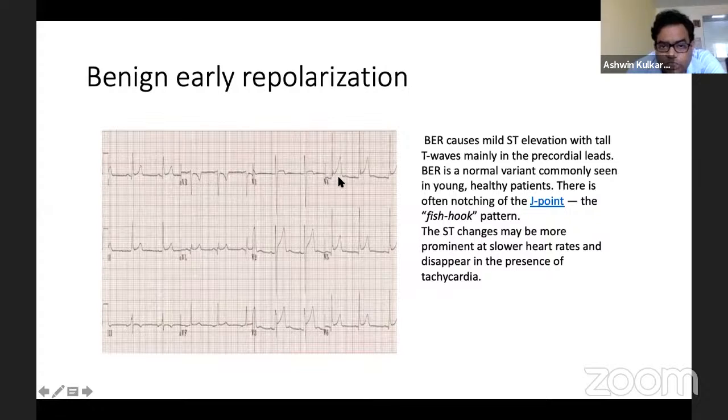So whenever you see this fish hook pattern, it is called J point elevation or a benign early repolarization. This is generally seen in young patients and more in females. It is a benign phenomenon.